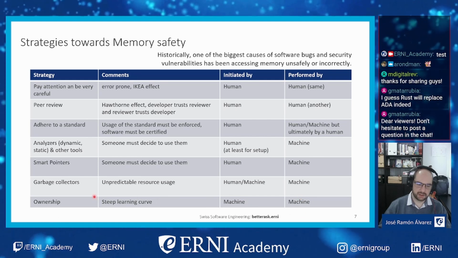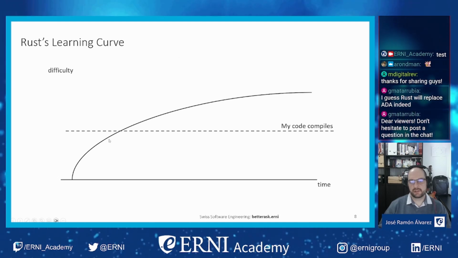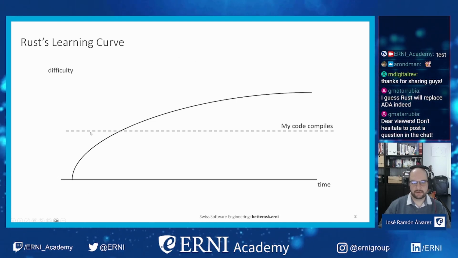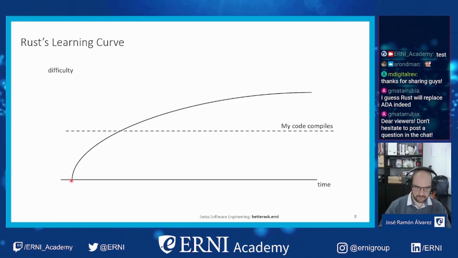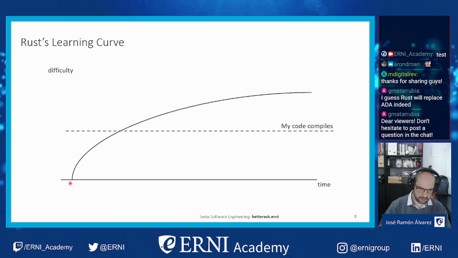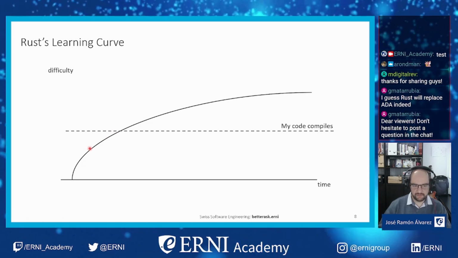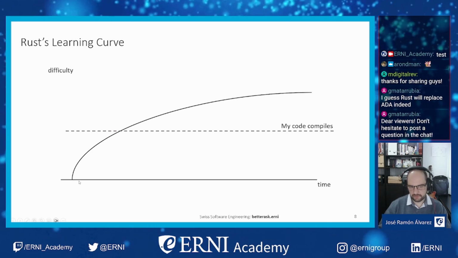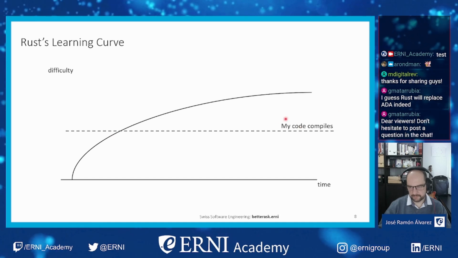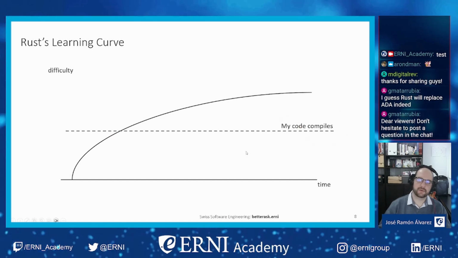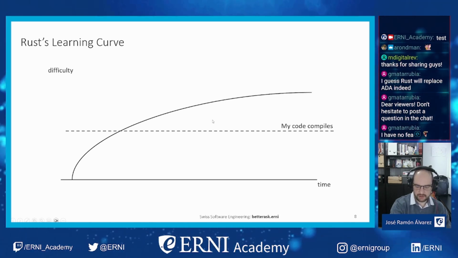The problem here is that we have a very steep learning curve. This is traditionally the learning curve of Rust that you can find on the internet, and we have here a big steep zone of difficulty, and this is very discouraging because you have to go through this path just to make your code compile. But the reward is that if your code compiles, it has a bigger chance to be error-free code.